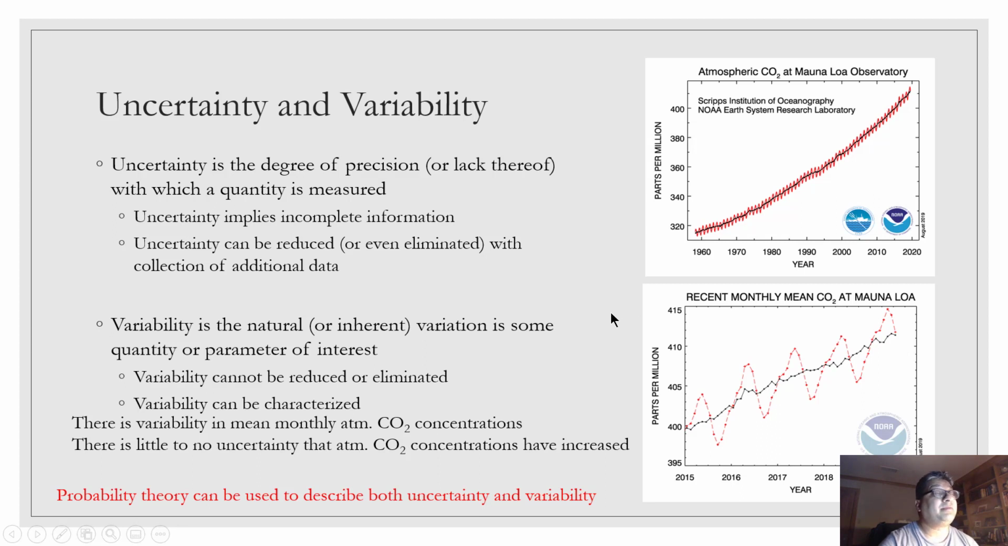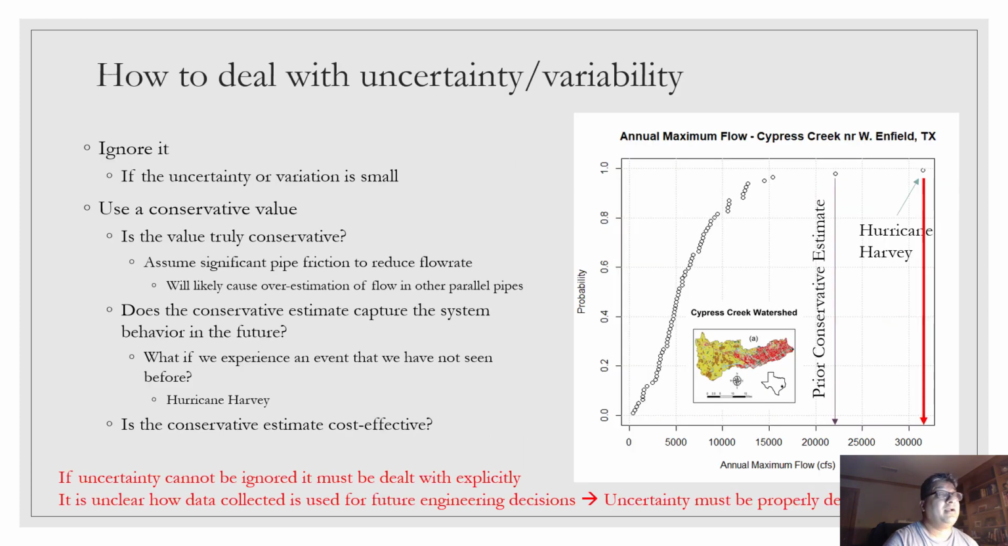A lot of times we don't make a distinction between uncertainty and variability, but it's important for you to know what uncertainty is and what variability is as far as your data sets are concerned. In terms of probability, we describe both using the same concepts or same models. But it does make a difference for our engineering design, because one is something that we can eliminate or reduce with collection of more data, and the other is something that we can characterize, but can never eliminate or reduce.